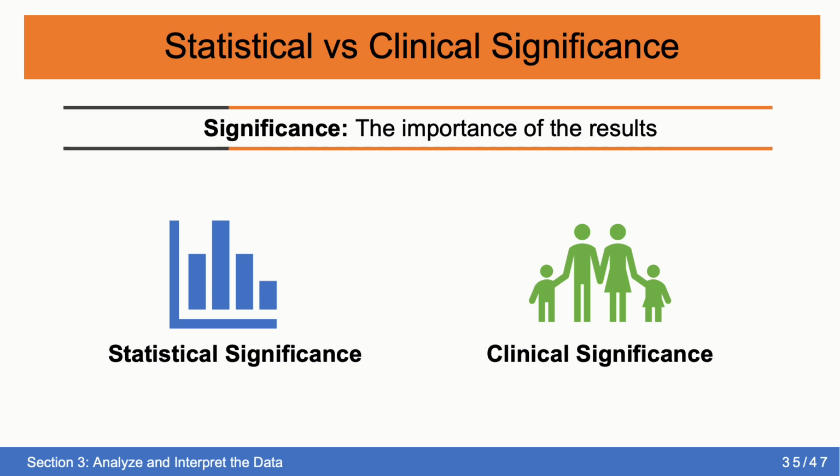Significance means importance. It's important to understand the significance of the results at the end of the study. Community members play an important role in understanding the significance of our results. There are two types of significance: statistical significance and clinical significance. We'll review these in the next few slides.